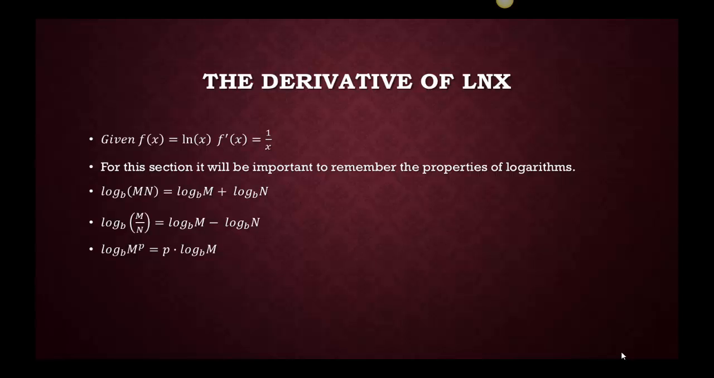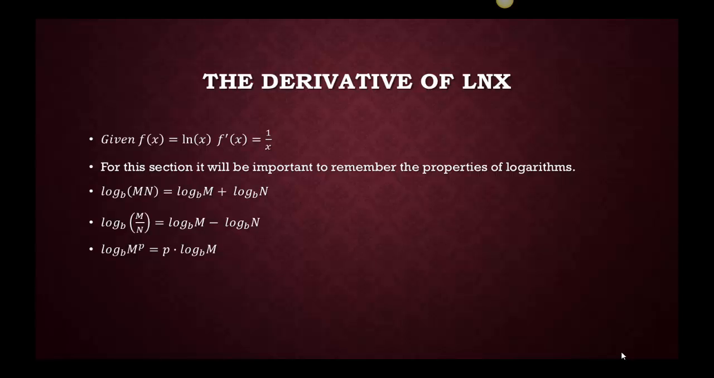So the three properties I want you to think about: the first one, the log base b of m times n, I can expand that to the log base b of m plus the log base b of n. So anything that looks like multiplication, I can separate and make it addition. Very similar to that, if I have the log base b of m over n, then I can make that the log base b of m minus the log base b of n. So when I multiply, I add. When I divide, I subtract.